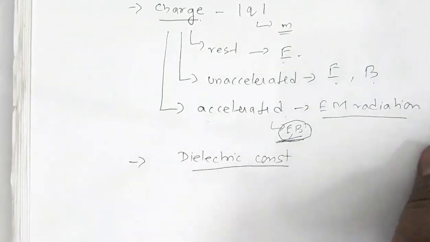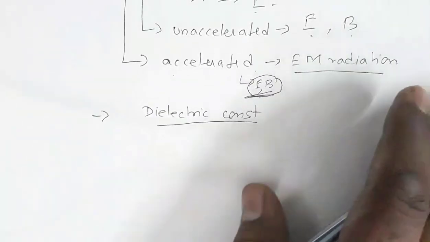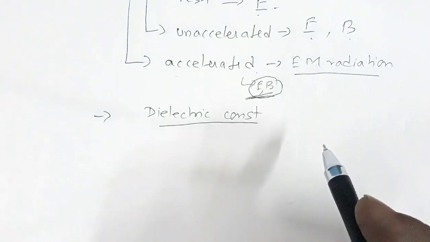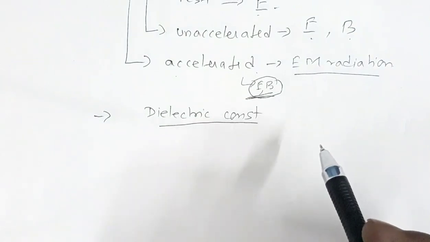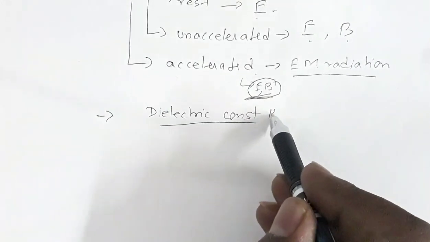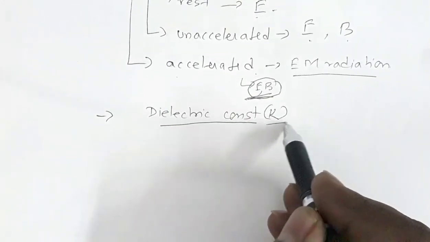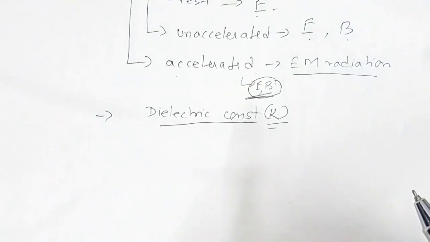Now another term associated with charge is the dielectric constant. Basically, as you know, it is the ratio of force between two charges in vacuum to the force between same two charges when placed in medium. Now it is denoted by the symbol capital K. So you already know the definition of dielectric constant.